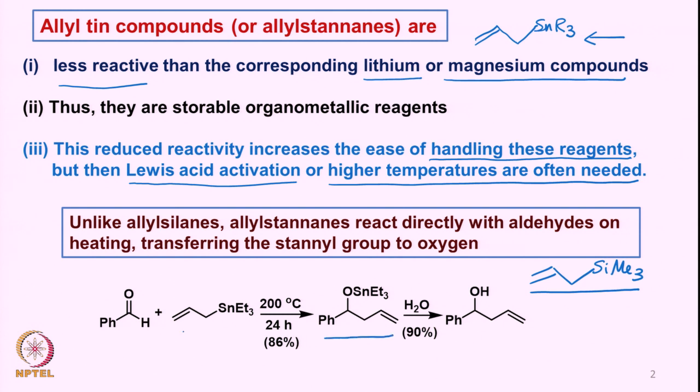So if we take an allyl tin compound which then reacts with an aldehyde at 200 degrees, then we see that there is a transfer of the tin to the oxygen, and therefore we get this allyl tin ether type of molecule, or the homoallyl tin ether type of molecule, which upon hydrolysis leads to the corresponding homoallyl alcohol. So this is done at high temperature.